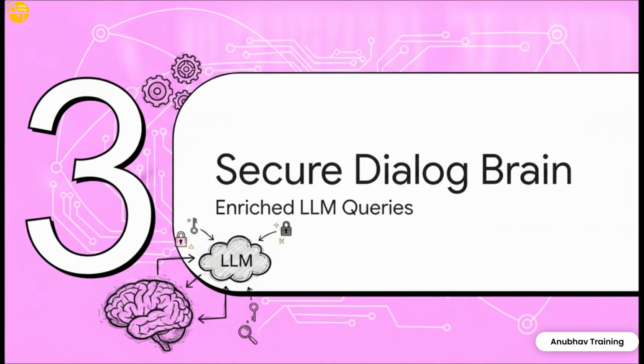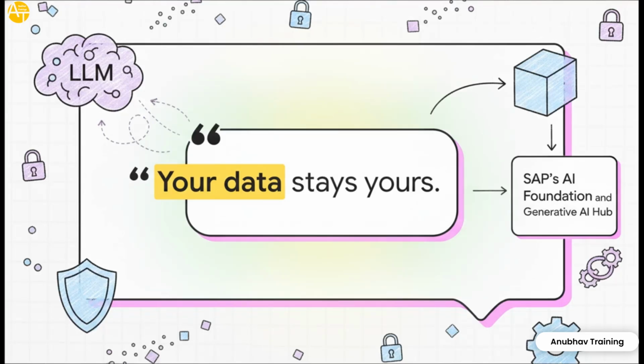Let's look at Section 3, the secure dialogue brain and enriched LLM queries. At this stage, the heavily enriched query is finally routed to a large language model housed securely inside SAP's AI Foundation and Generative AI Hub. But before you start worrying about data privacy, there is a powerful, rock-solid guarantee here. Your data stays yours. SAP has incredibly strict contracts with LLM providers that absolutely forbid them from training their models on customer data. So Joule gets to leverage the immense reasoning power of the LLM without ever compromising the privacy or the ownership of your enterprise data.